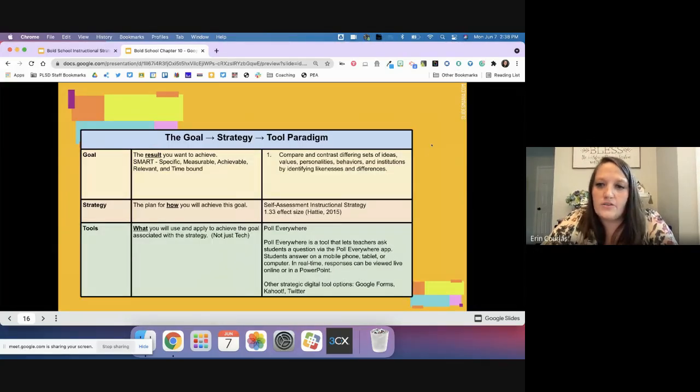All right, and our goal, strategy, tool paradigm, this came right from the book. It was a high school lesson, so I won't spend a ton of time going into detail, but they were working on comparing and contrasting likenesses and differences and using Poll Everywhere to gather that data and then share it. And you can see that the data will come in real time. So they would talk about having the dashboard maybe projected on the screen and having a class conversation about how the class is learning as a whole and progress toward their goals.